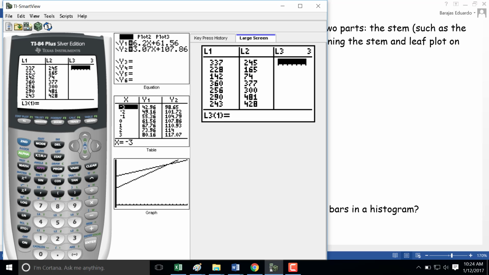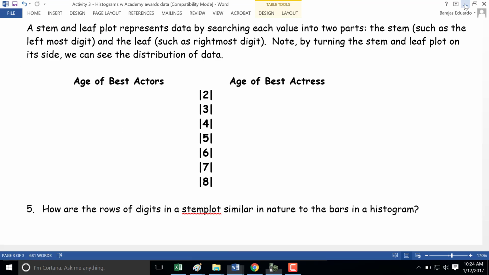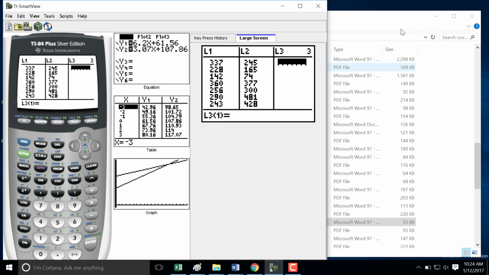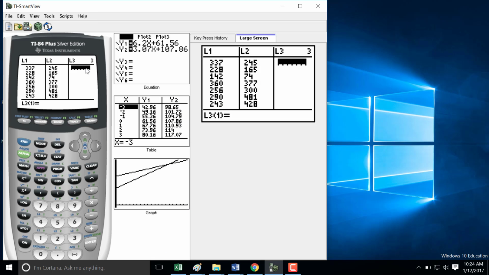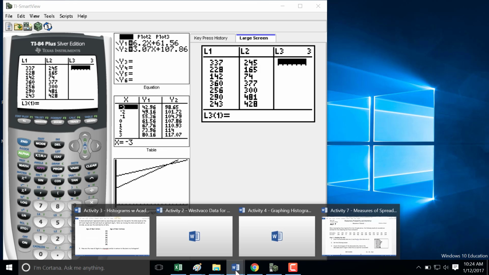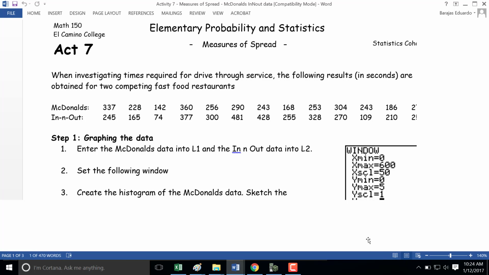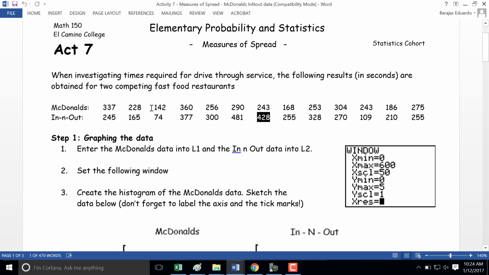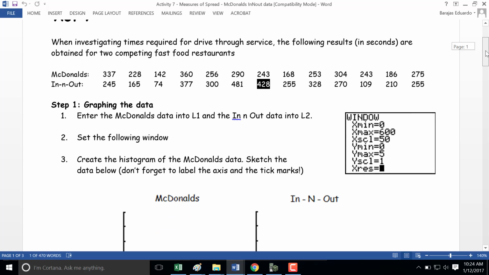You need to type in all the information from the times for In-N-Out and the times for McDonald's. I typed them in here. I made list 1 the McDonald's stuff and list 2 the In-N-Out information. So I'm going to work with each one of them at a time.